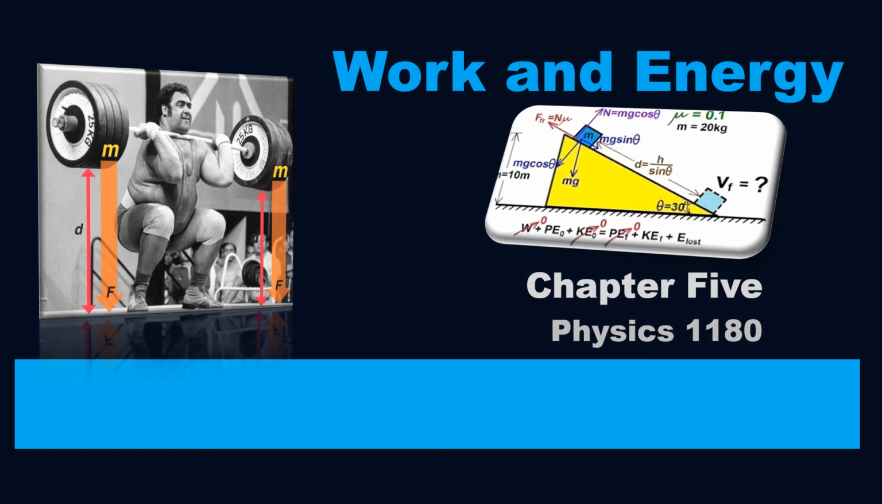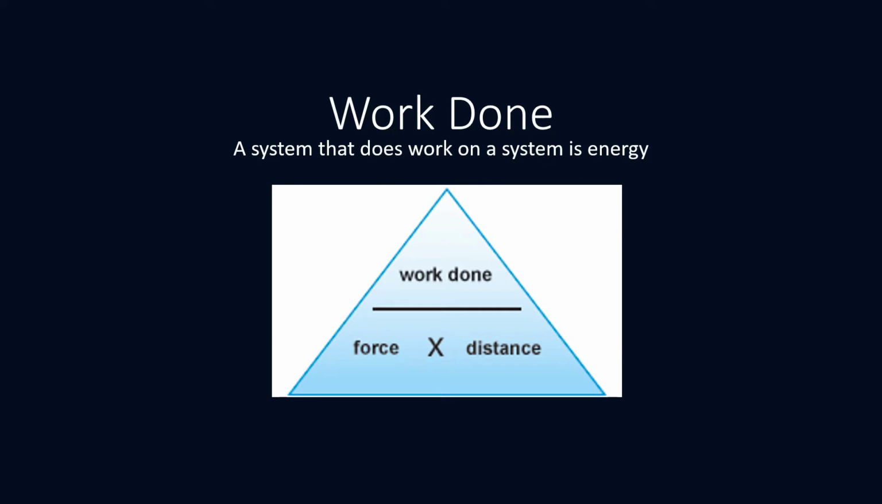Okay, this is for Physics 1180, College Physics 1, and we're going to talk about work and energy. So the first concept that we want to talk about is the work done on a system. Work done on a system is energy. So let's take a close look at this.